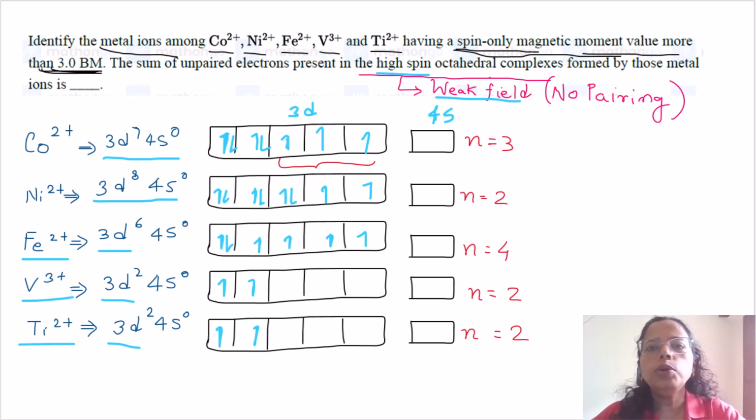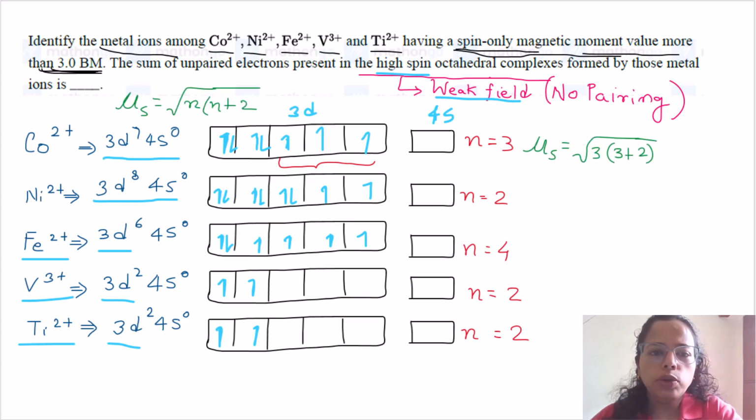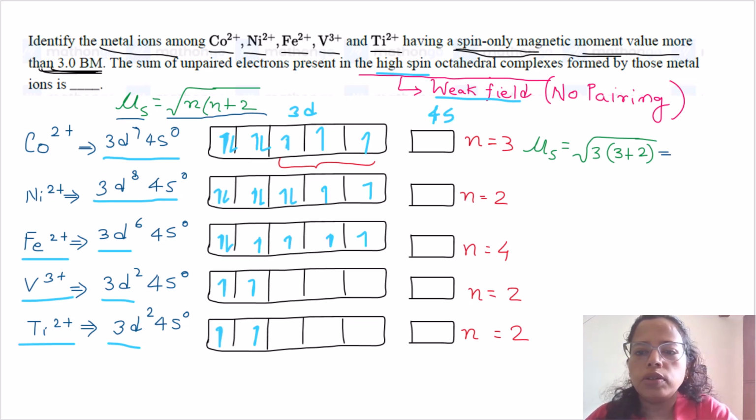Okay, now as we know the number of unpaired electrons for these metal ions, now we can calculate the spin only magnetic moment and check which of these ions have mu spin only greater than 3 Bohr magnetons. Okay, so let's do that. Now we know that the mu spin only formula is mu_s = √(n(n+2)). So we apply this formula to all of these metal ions to calculate the spin only magnetic moment. So mu_s, number of unpaired electrons n we put, and then apply this formula.